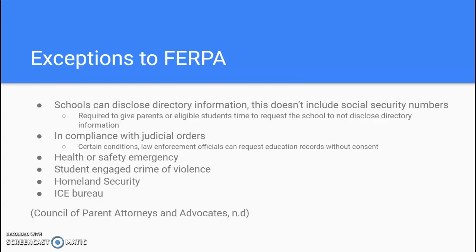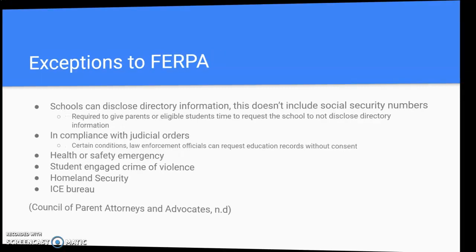Some other exceptions are when schools must comply with judicial orders. So in certain conditions, law enforcement officials can request education records without consent. If it is a health or safety emergency, if the student is engaged in a crime of violence, or if Homeland Security or the ICE Bureau reaches out with court orders.